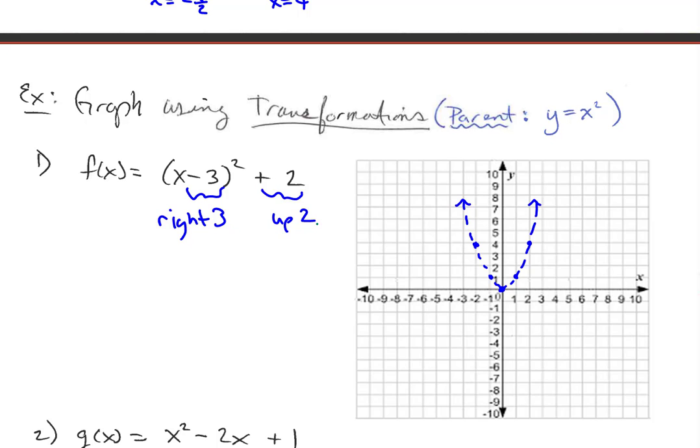To go right 3 and up 2, that would happen with every point on this graph. So if we even just take the 5 points we've plotted and move them all right 3, up 2, according to those transformations, this gives us several points. Again, they should all look symmetrical and produce the same shape as our original parent function. But then we'll just go ahead and connect them with a parabola shape to get the transformed graph that is now moved. So every point moves according to the transformations, producing this new graph.